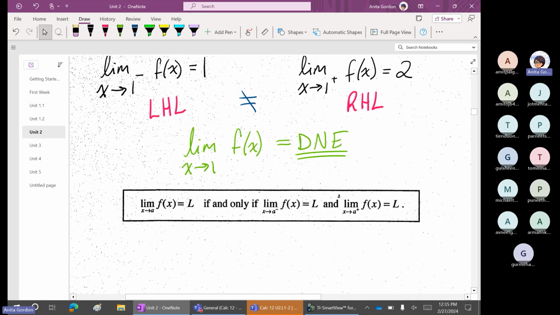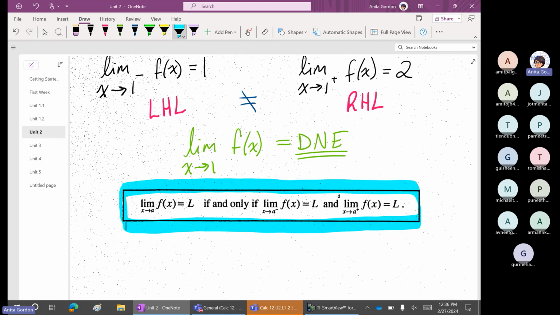Okay, so this box, and anytime you see a box from here on out, commit it to memory. The general limit as x approaches a equals L, whatever the number is. L just represents a number. It only exists if and only if from the left you get L and from the right you get L. Also, in math notation, this is how you abbreviate this part of the sentence.